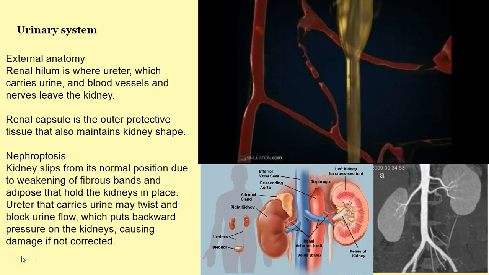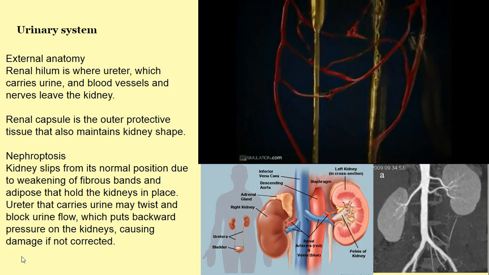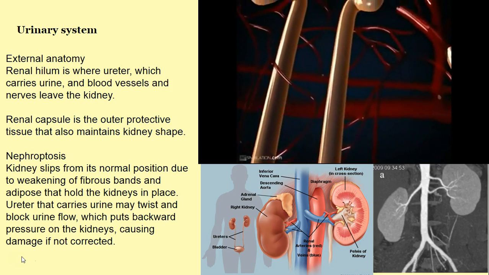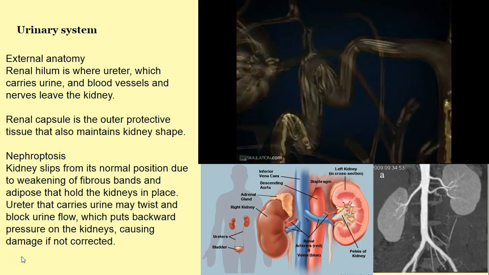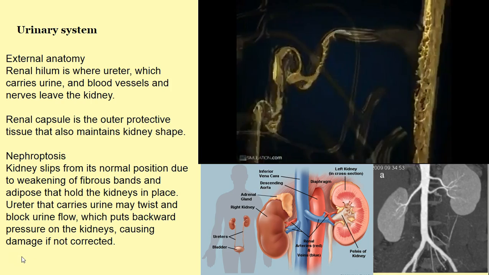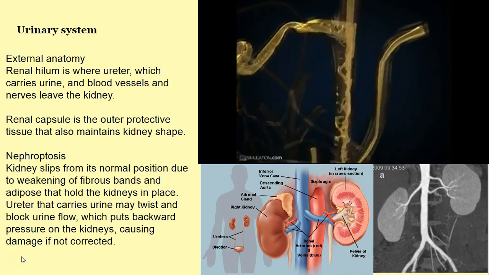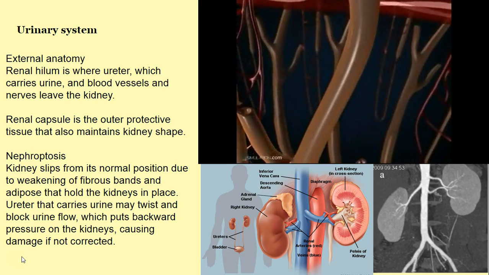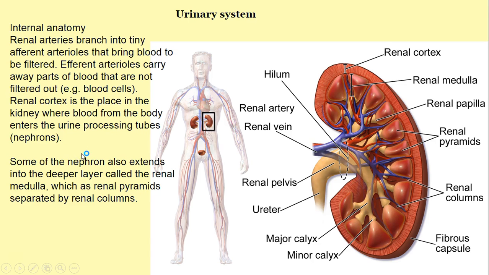Now, we do have something called nephroptosis, which is when the kidney slips from its normal position. Usually there are fibrous bands in adipose. But when this happens, the ureter, which we're not seeing in this video right yet, but pretty soon, goes down the collecting duct on the way to the bladder. If the ureter is twisted, then we have some backward pressure in the kidney causing problems. Wow, that was some great footage.